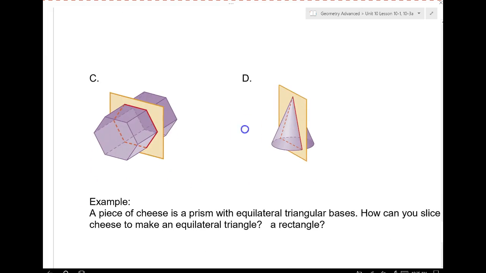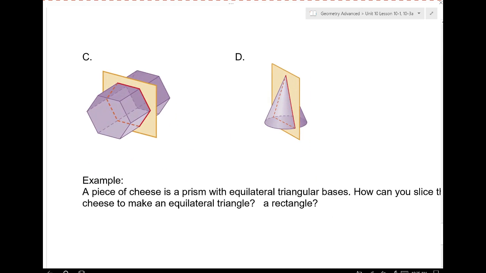What about the next one here? What do you guys get? Yep, let's finish it up, guys. So we got a hexagon. What's the last one? Triangle.